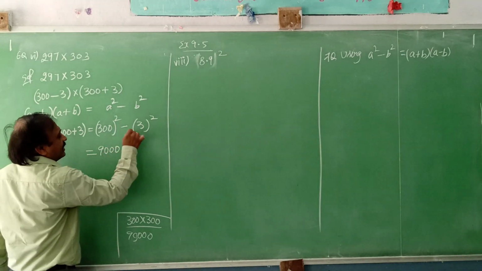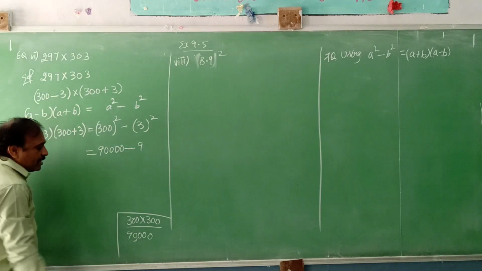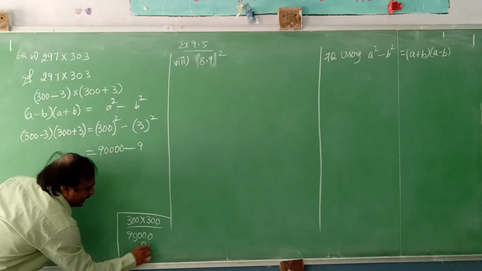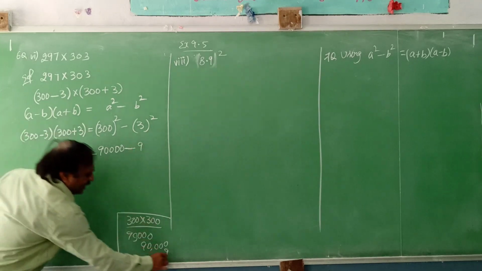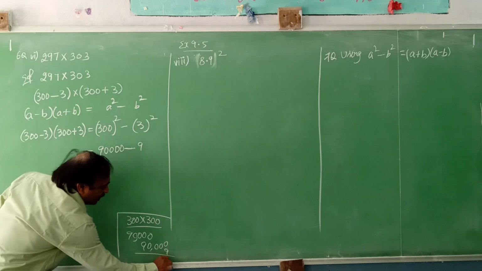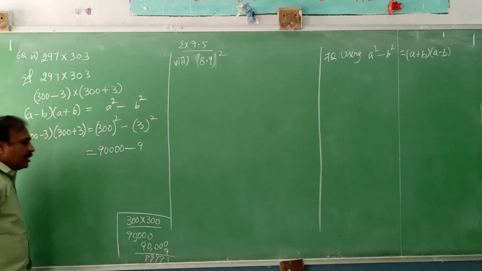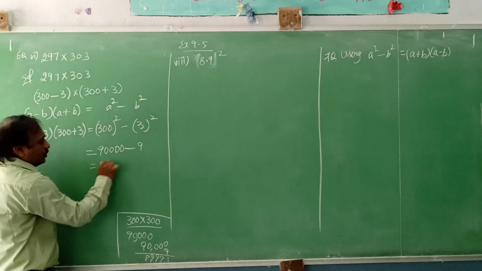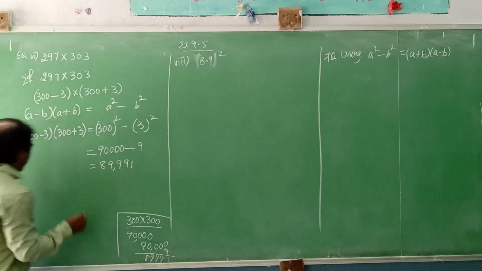90,000 minus 3 square is 9. So from this 90,000 subtracting 3 square, which is 9. Then 10 minus 9, 1 borrowing, 9, 9, 8. So this is equal to 89,991.